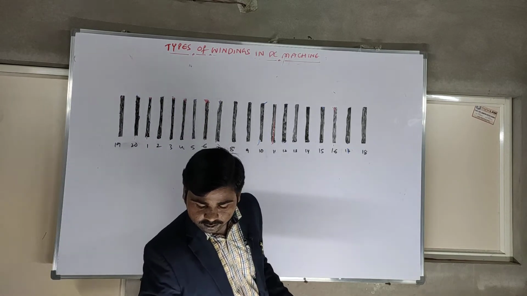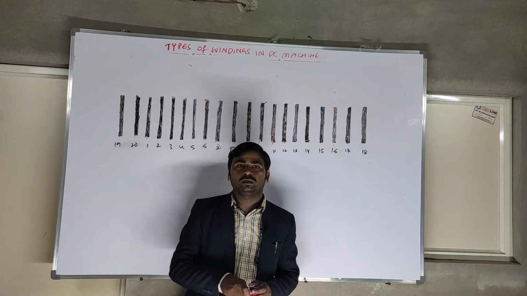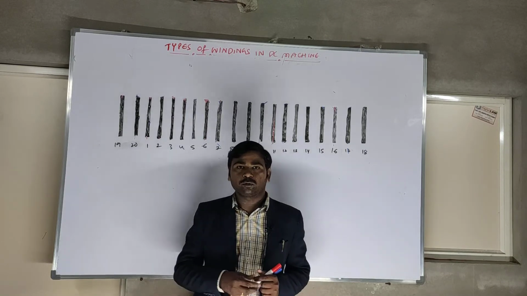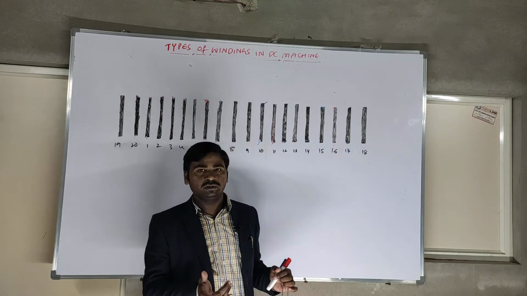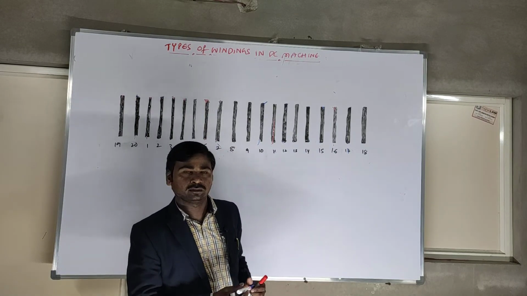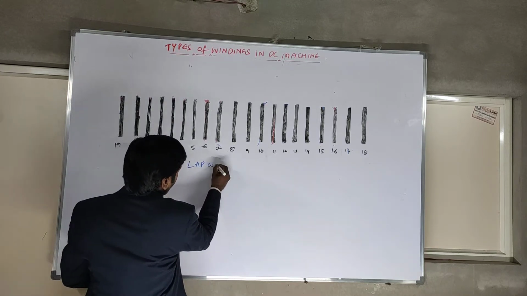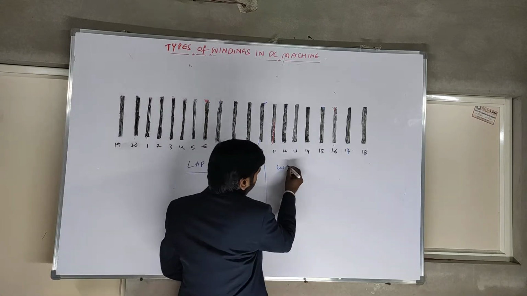In the last classes we discussed the lap winding and wave windings. After that, the interesting thing is the internal subdivisions: there are progressive windings and retrogressive windings. Each individual winding has these different types. We have already seen the lap winding and the wave winding.